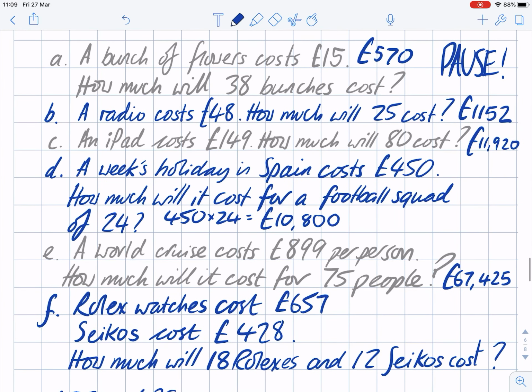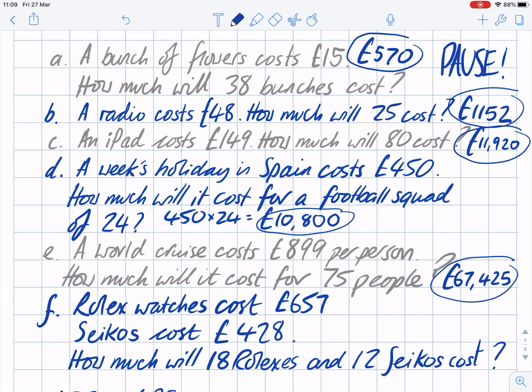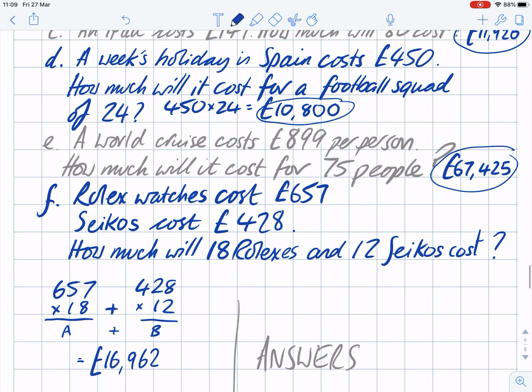So just go up the top there. There's your answers. I'll just circle them. 570, 1152, 11920, 10,800, 67,425, and then the last one was that there.